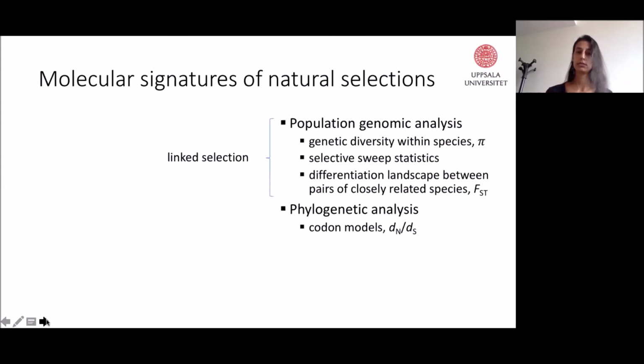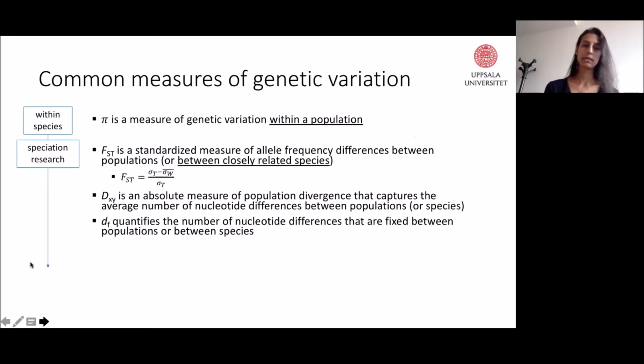Another way to distinguish those measures is that with population genomic analysis, we're actually sensitive to signals of linked selection, versus with phylogenetic analysis, we are assessing the strength of direct selection. So that's a second way how we can distinguish those measures. A third way that we can distinguish the measures is if we look at the time aspect. So what do I mean with the time aspect?